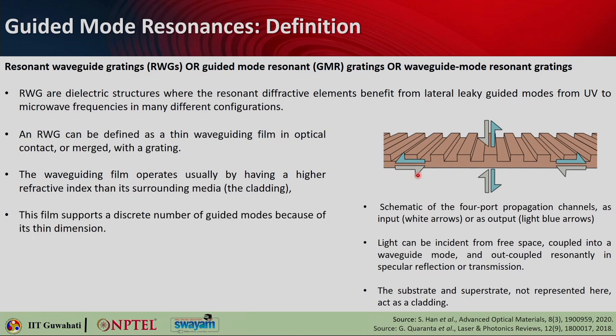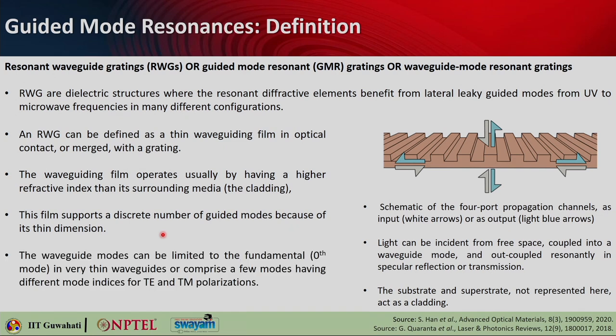When you think of this waveguiding film, it usually operates by having a higher refractive index than the surrounding media, because that is how waveguiding takes place. Waveguiding typically happens based on total internal reflection, for which the waveguide core has to have a higher refractive index than the cladding. The thin film supports a discrete number of guided modes because of its thin dimension. So a finite number of modes are allowed, and the waveguide modes can be limited to the fundamental mode, that is the zeroth order mode, if it is very, very thin, or it can go up to a few modes if it is slightly thicker, and for TE and TM polarization you can have different mode indices.